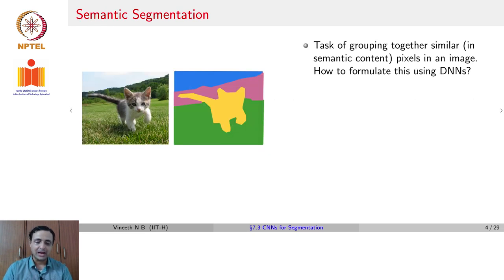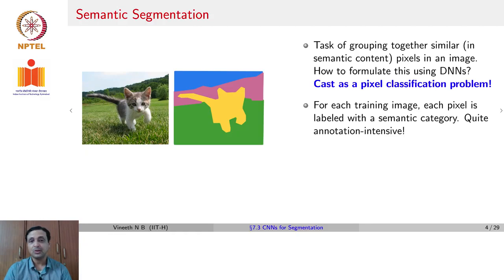So the task at hand for us to start with is going to be semantic segmentation, where we'd like to assign a class label to every pixel in the image. How do you solve this problem using neural networks, in particular convolutional neural networks? We're going to cast this as a pixel-wise classification problem.